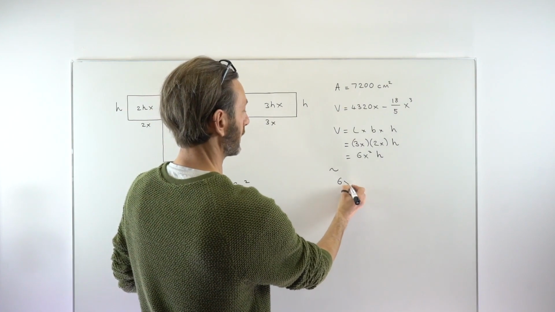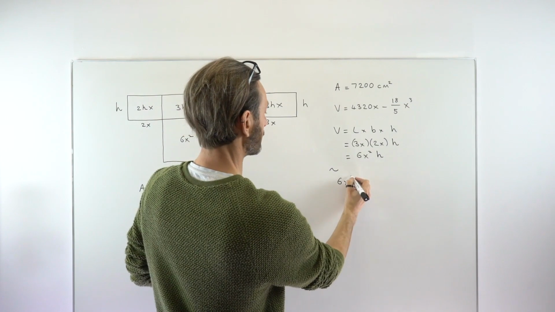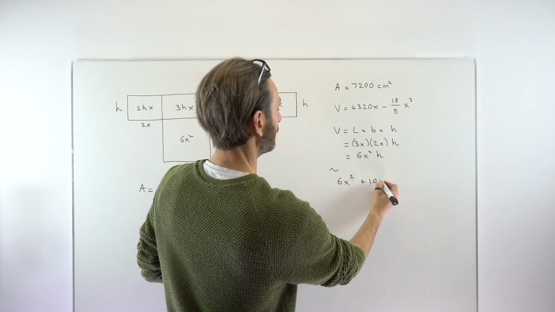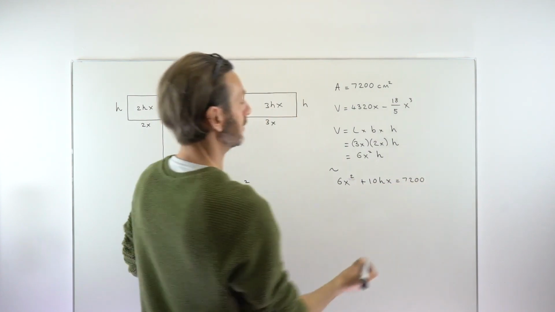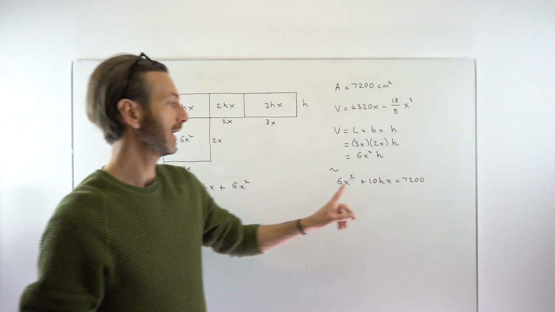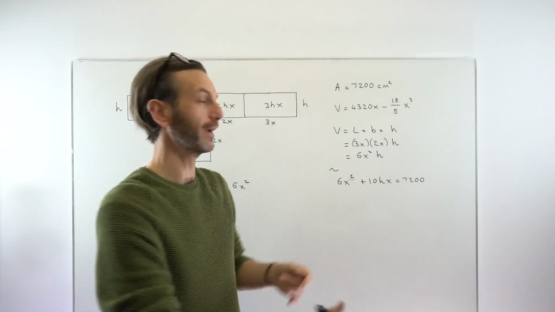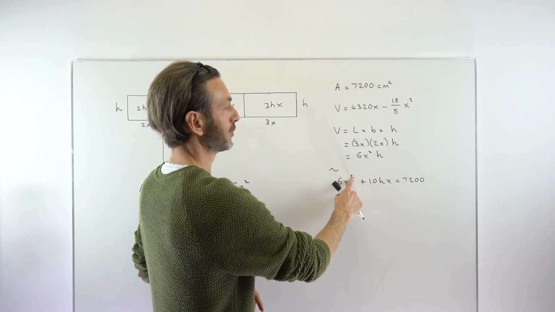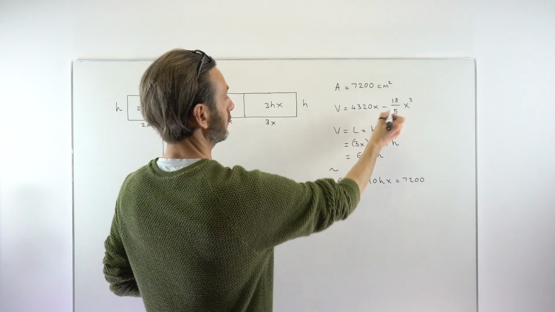So we get 6x squared plus 10hx is equal to 7,200, and the goal with this part, remember, is to make h the subject of this formula, so we can take the other side of the formula and then substitute it back in here to hopefully get the formula that we're trying to get to. Remember, this is the one that we're trying to get to here.